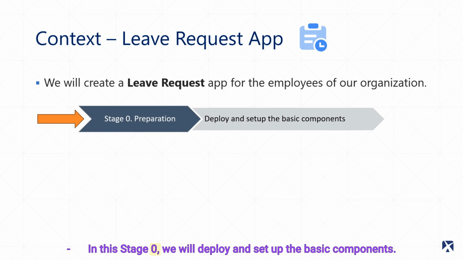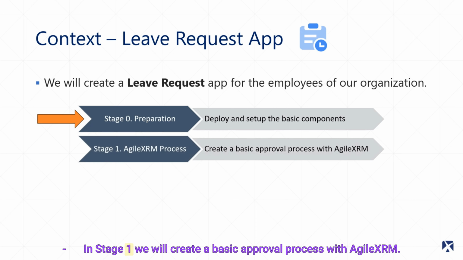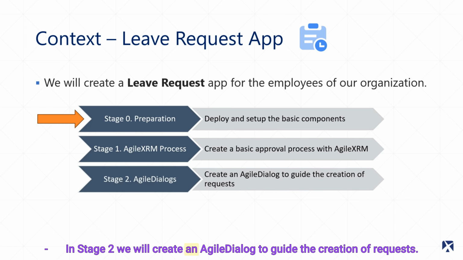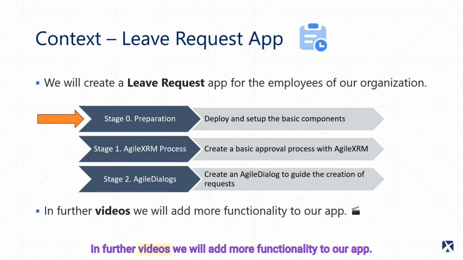In this stage 0, we will deploy and set up the basic components. In stage 1, we will create a basic approval process with AgileXRM. In stage 2, we will create an AgileDialog to guide the creation of requests. In further videos, we will add more functionality to our app.